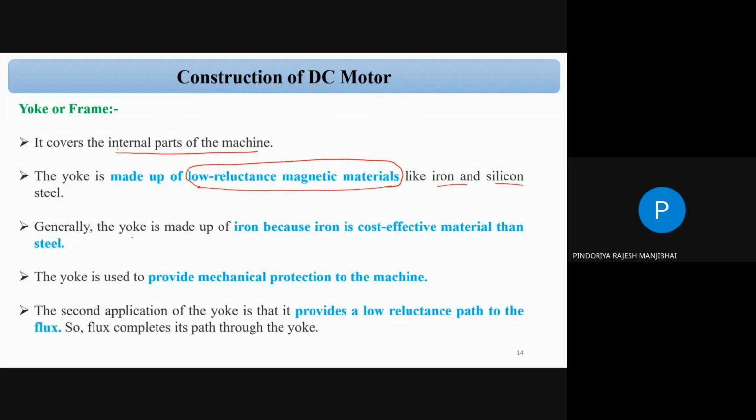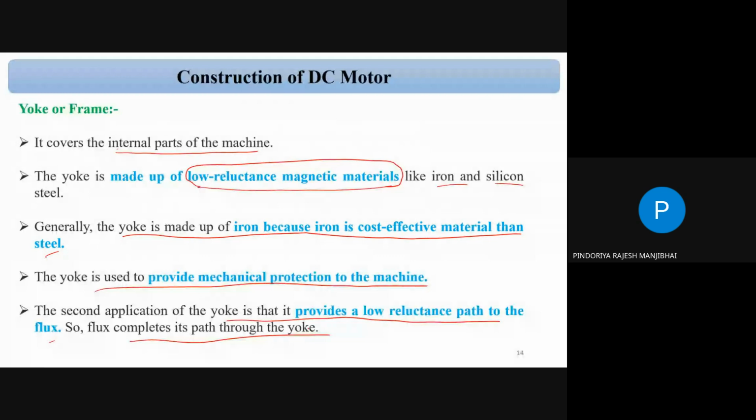Generally the yoke is made of iron, because iron is more cost effective than steel. The yoke provides mechanical protection to the machine. The second function of the yoke is to provide a low reluctance path for the flux, so that the flux completes its path through the yoke. Low reluctance is the most important part, so we can provide the maximum flux.